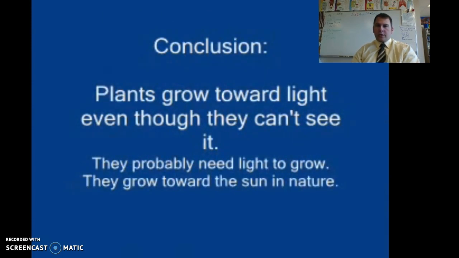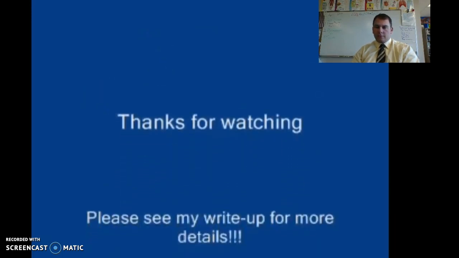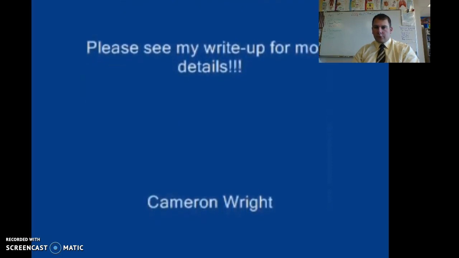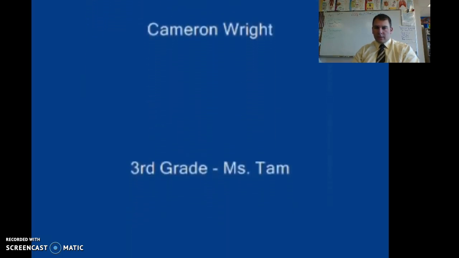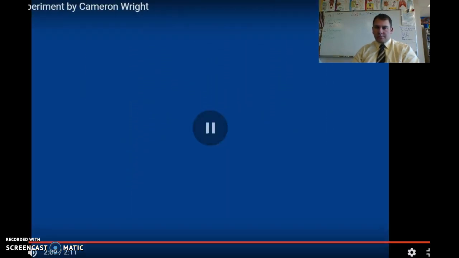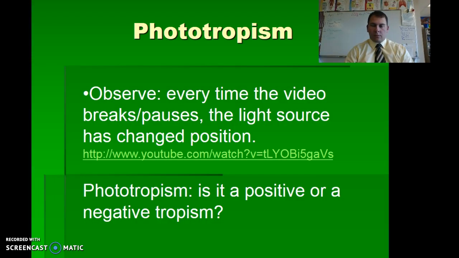Plants growing in response to light is what? Good. Thank you, Cameron Wright, you third grader. So, you and your shoulder partner should have discussed phototropism. Is it a positive or is it a negative tropism? If you answered positive, you are correct.